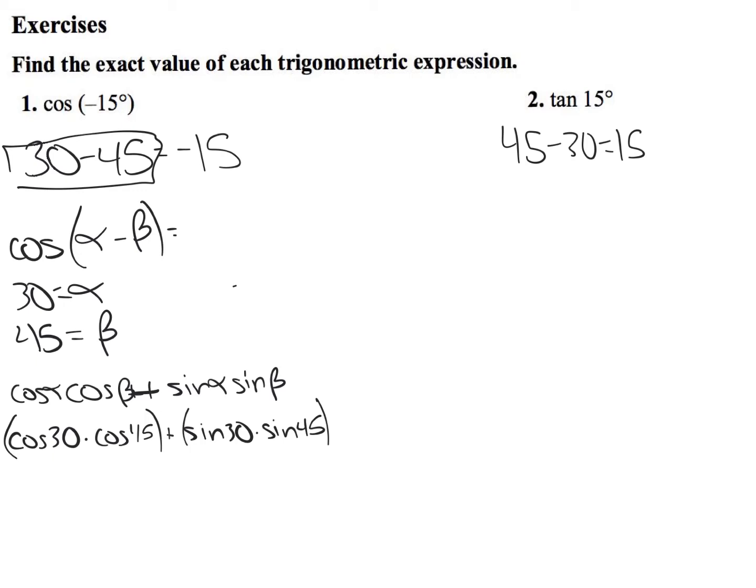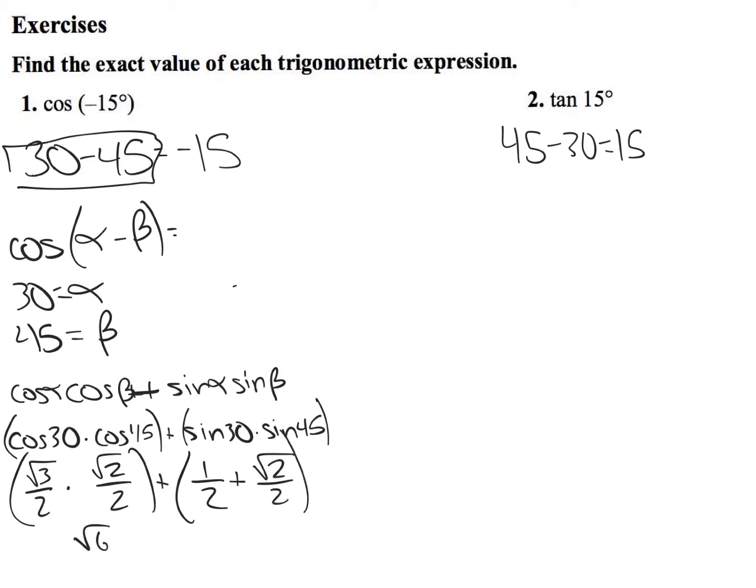Really what you're doing is saying cosine of 30. Cosine at 30 degrees is your x value, and that's going to be root 3 over 2. And then cosine at 45 is root 2 over 2. Adding that to sine of 30, that's 1/2, times sine at 45, which is root 2 over 2. This gives you root 6 over 4 plus root 2 over 4. Putting it together, you just get root 6 plus root 2 over 4. And that is it for the problem. And that's how you leave it.